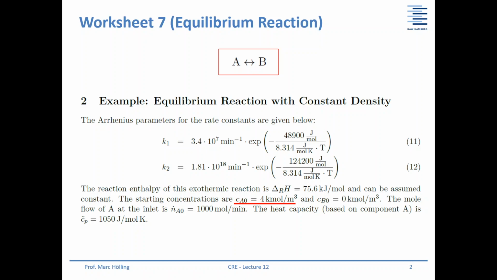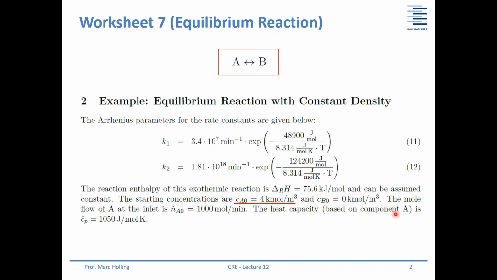We still have an equilibrium reaction, so A is in equilibrium with B. We use the same Arrhenius parameters like last week, so you know this already, but this time I gave you the reaction enthalpy, so 75.6 kilojoule per mole, and this should be assumed as constant. Then we have a different starting concentration, so this time it's 4 kilomole per cubic meter and not 1 kilomole per cubic meter. We have a mole flow of 1000 moles per minute, so 1 kilomole per minute.